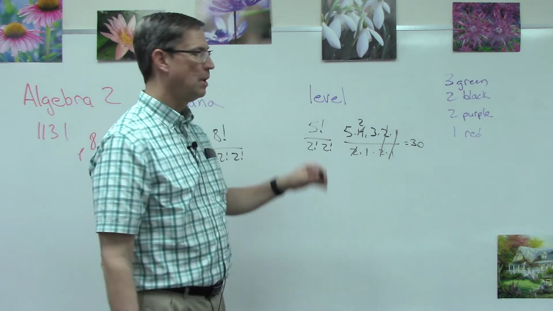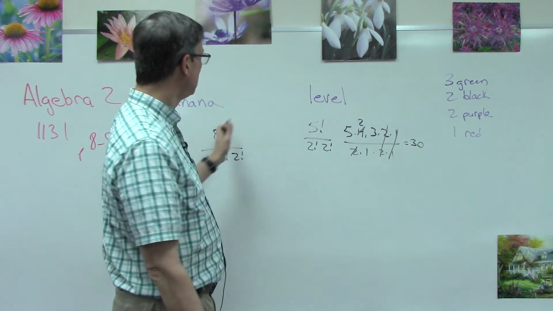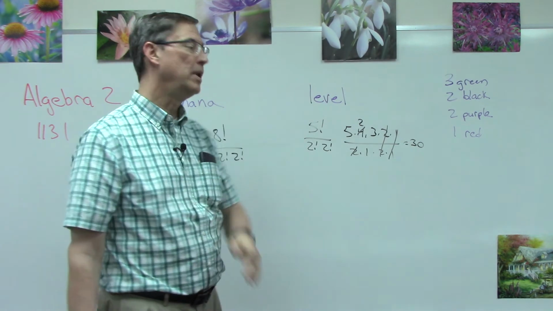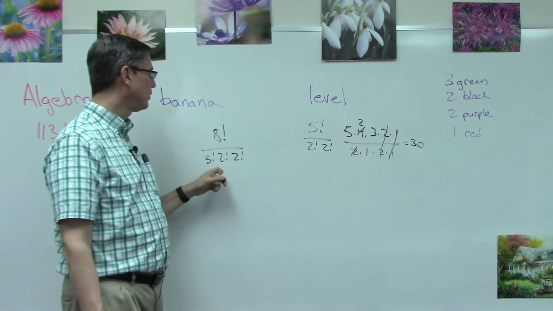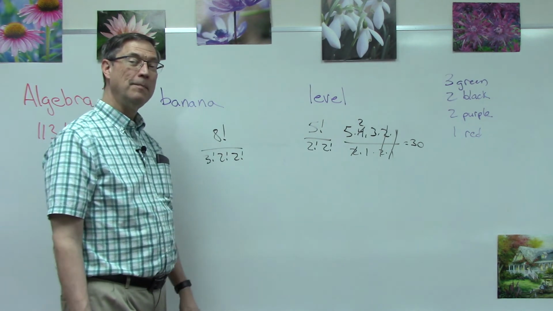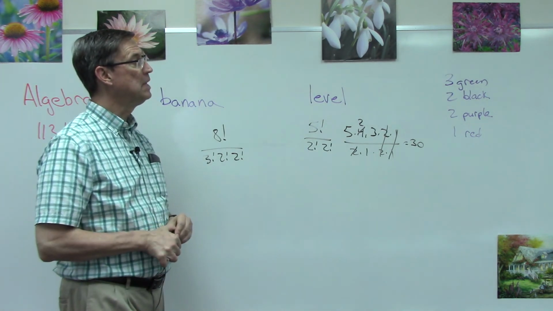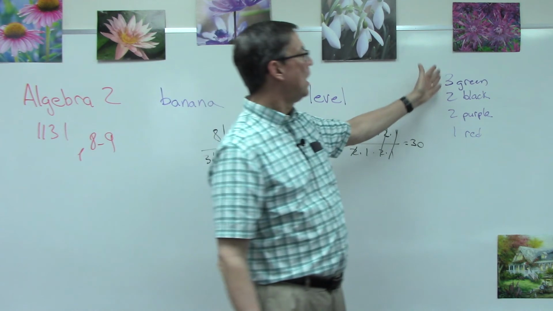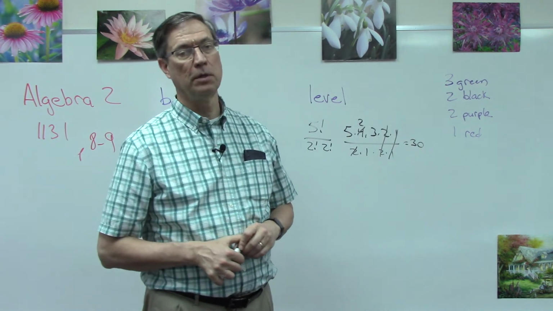So to find the answer, and I'm not going to do the math here for you, but we could do 8 times 7 times 6 times 5 times 4 times 3 times 2 times 1, and then divide by the 3 factorial, 2 factorial, 2 factorial, and you would have the answer of how many unique combinations I could pull from those particular markers.